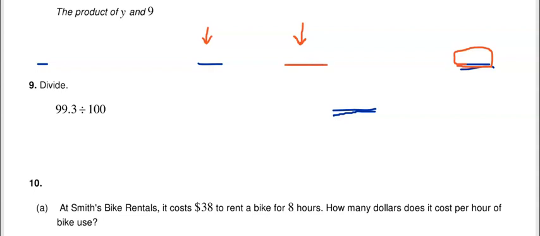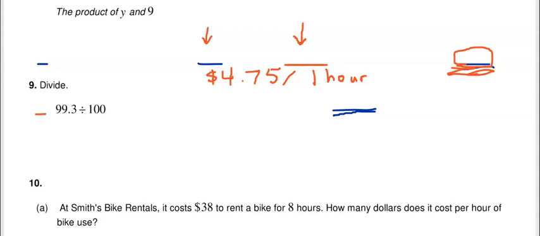answer. So if you take 38 divided by 8, you're going to end up with 4.75. So it's going to cost $4.75 per 1 hour. Okay, $4.75 per hour. All right, so that's what we have to do since we're getting it per hour on there. That's how you solve that one.